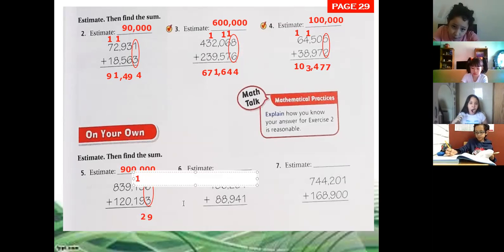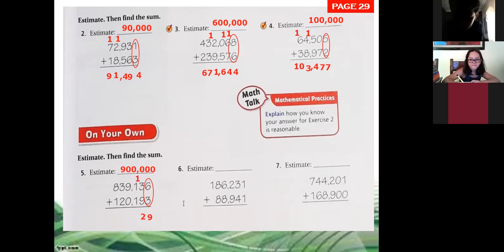Now, Isabella, 1 plus 1 plus 1. 3. It's 3. That's right. We write the comma. Joshua, what's the answer of 9 plus 0? It's 9. That's right. 9 plus 0 is 9. You are not adding anything, so you continue having 9.